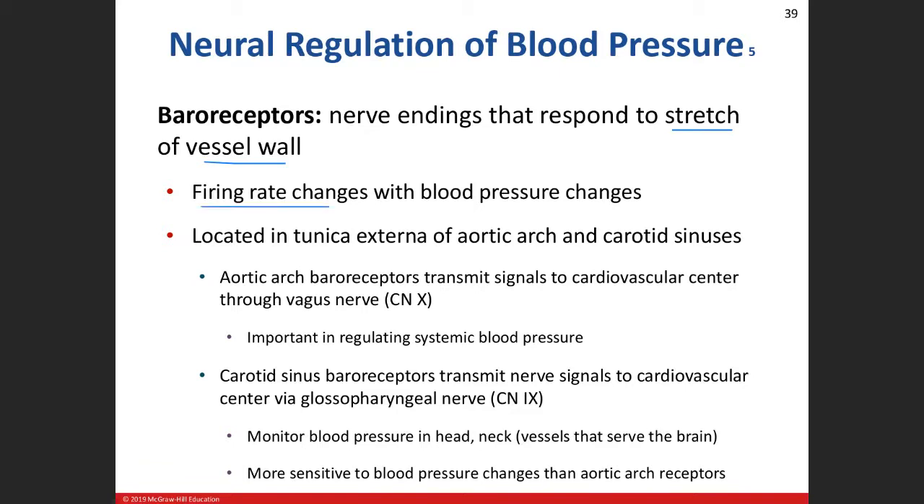That's what we're saying here. Firing rates change as blood pressure changes. So if blood pressure increases, the firing rate of these baroreceptors increases. If blood pressure decreases, that's going to be less stretch on the vessel wall, which means a decrease in the firing rate of the baroreceptors. So they're located in a couple areas: the arch of the aorta and the carotid sinus.